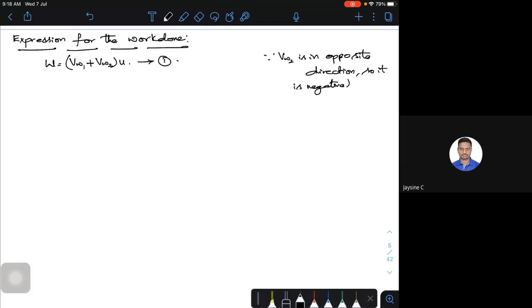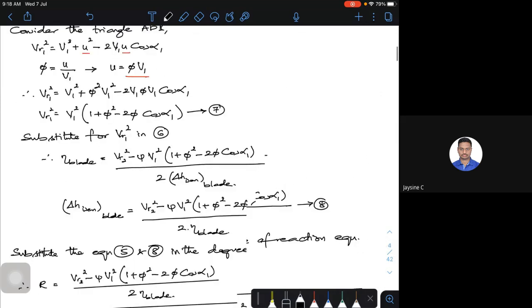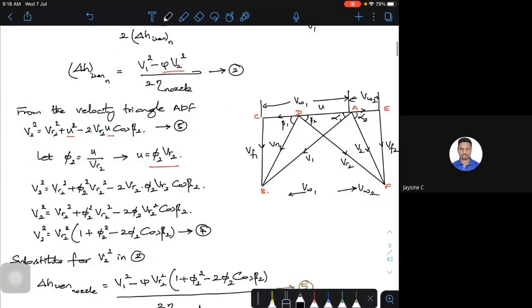Now let us come to the inlet velocity triangle. From the inlet velocity triangle, we know VW1 is equal to V1 cos alpha, that is the tangential component. And I can take the exit value from that particular cos beta 2. I can get it as VW2 plus U divided by VR2. So VW2 is equal to VR2 cos beta 2 minus U. So I will substitute for VW1 and VW2 in that particular expression.